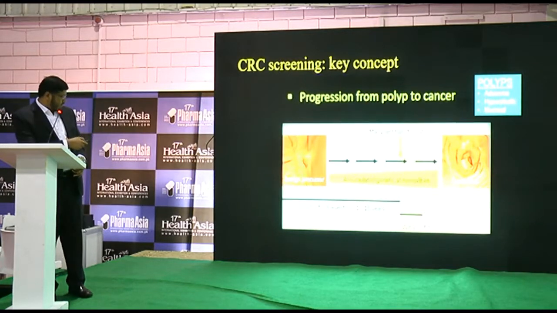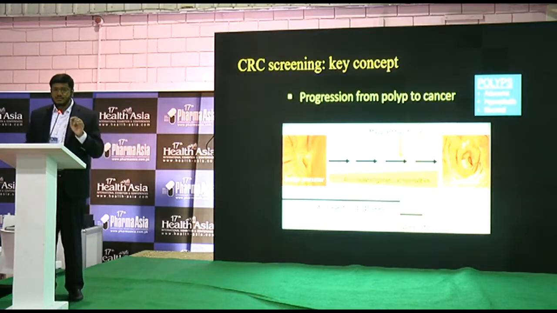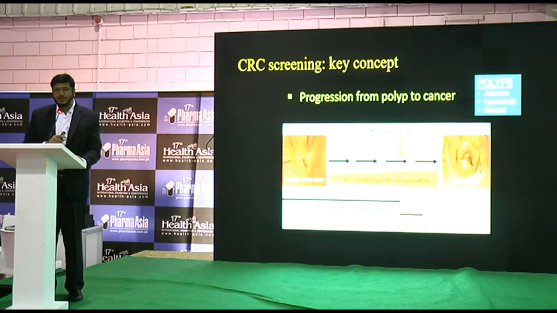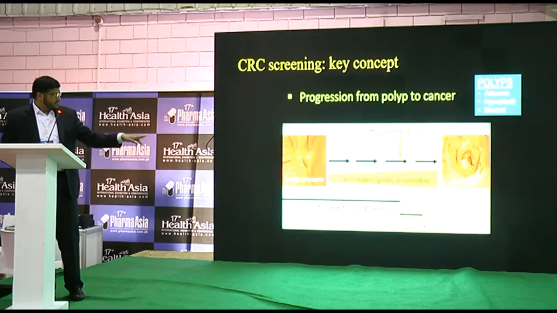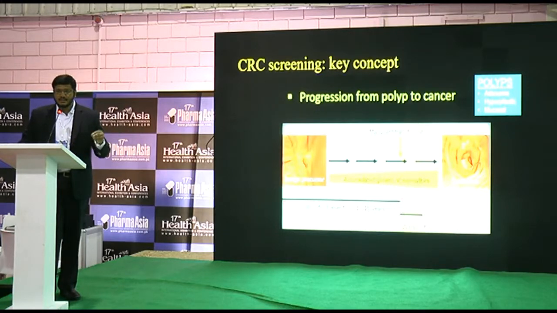On the left side, you can see a small polyp, and after a sequential series of pathogenic events, this polyp leads to a malignant lesion which we call adenocarcinoma. It has to progress through a series of sequential events. In these events, there is a window called the prevention window of 10 to 15 years, and there is a window of cure in which we detect the polyp and prevent its malignant transformation.